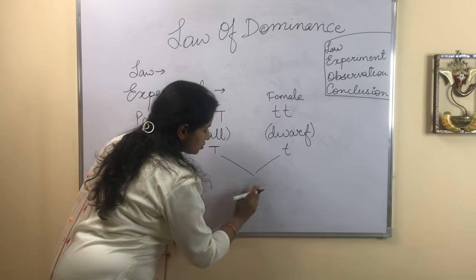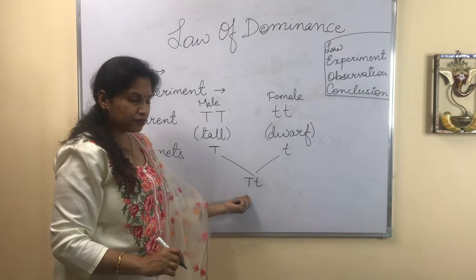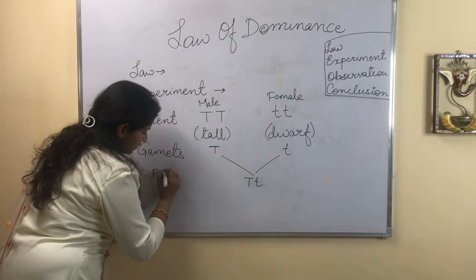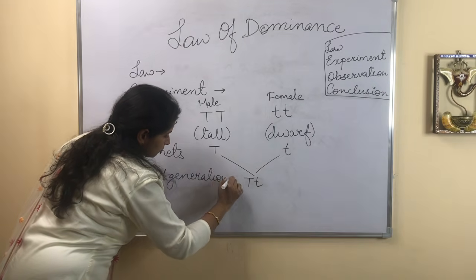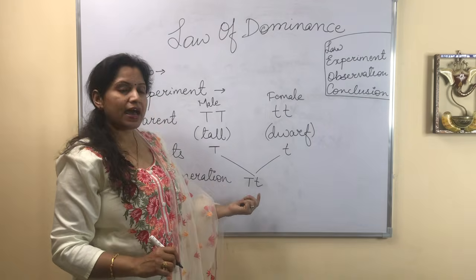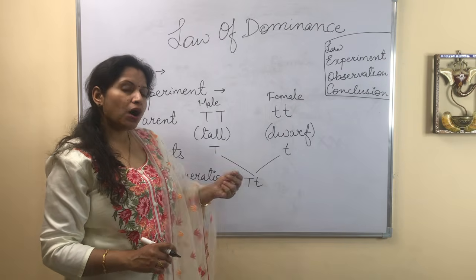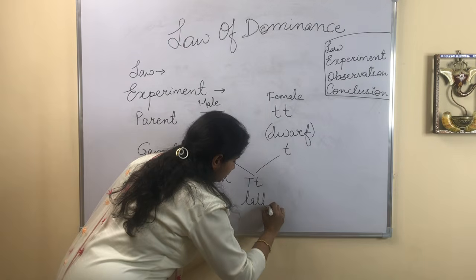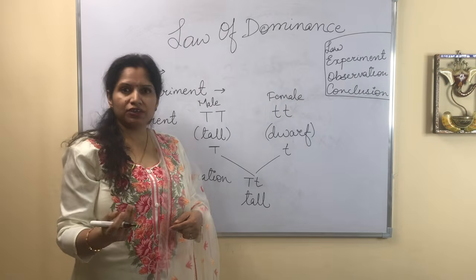What will be the genes of the F1 generation? From the male it will be getting capital T, from the female it will be getting small t. So this is known as the F1 generation. This F1 generation will be having the genes capital T and small t. Okay, so that was formed. So how would it look? This plant will be tall because it is having capital T and capital T is a dominant trait.